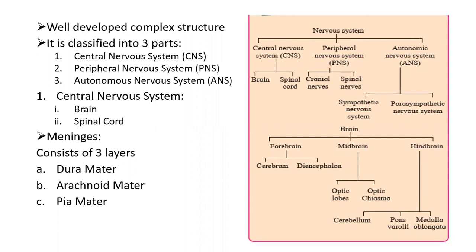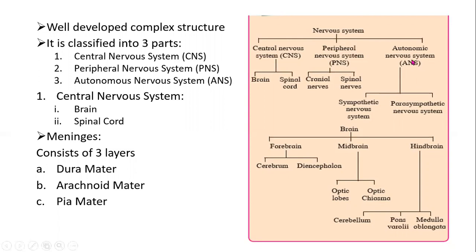Now first of all, let us see the central nervous system, which consists of brain and spinal cord. Then the peripheral nervous system, it consists of the nerve net or surrounding all the nerves. Cranial nerves, which are arising from cranium, and the spinal nerves, which are arising from spinal cord.